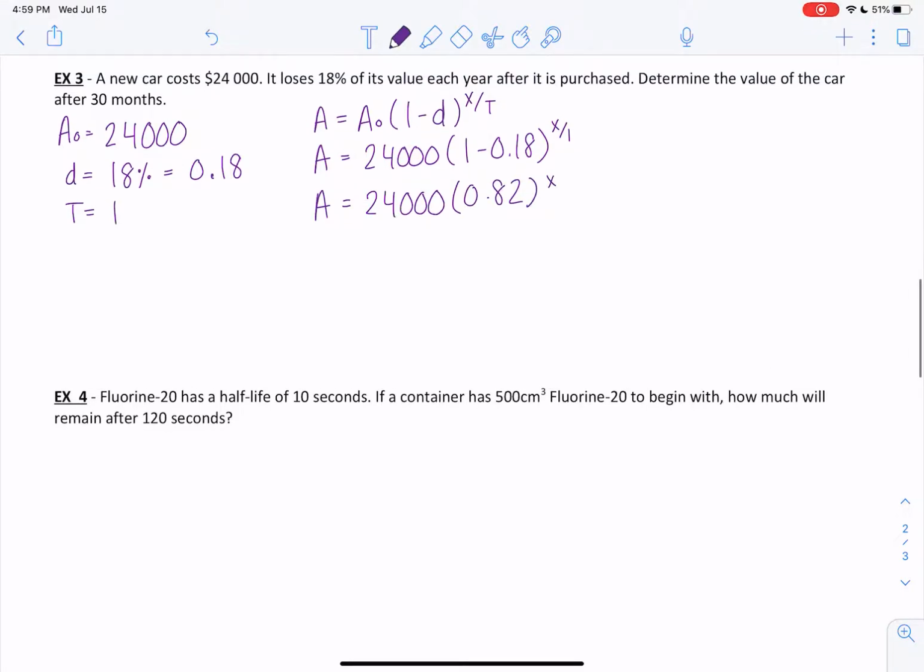There we go. And now we're trying to determine the value of the car after 30 months. So this whole equation was built in years because our decay rate is based off years. So we will need to figure out how many years is 30 months. So I'll do 30 divided by 12, which gives me 2.5 years. So I'm going to sub in x equals 2.5 because we're looking at 2.5 years.